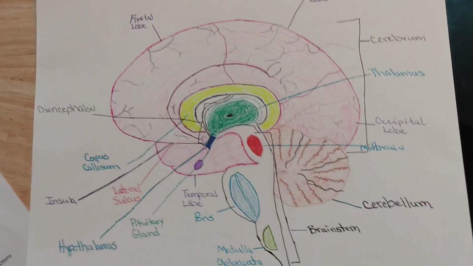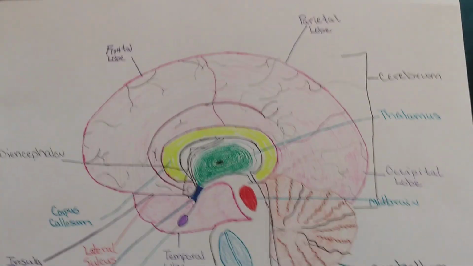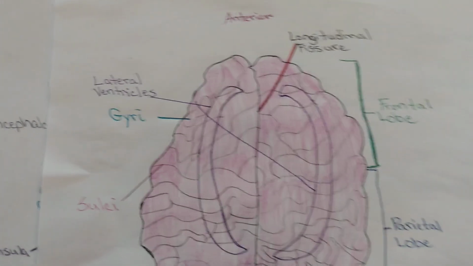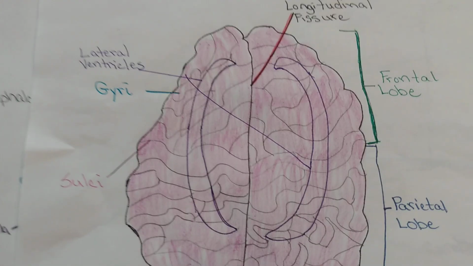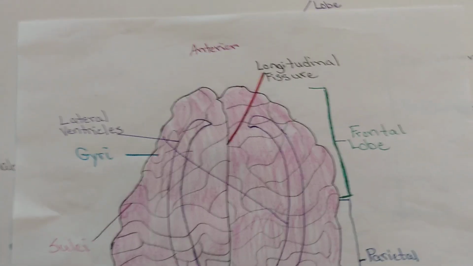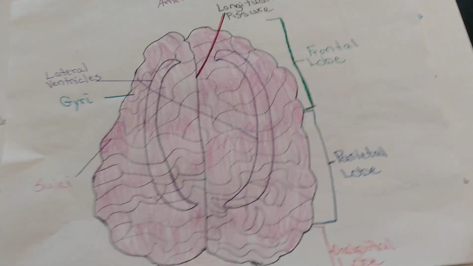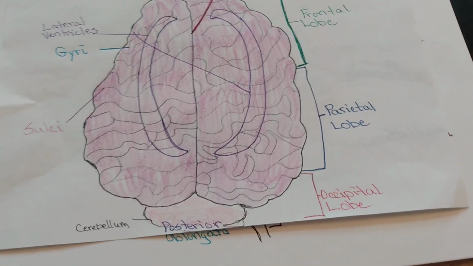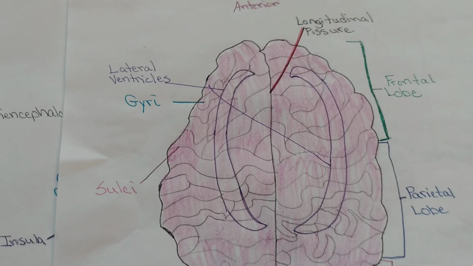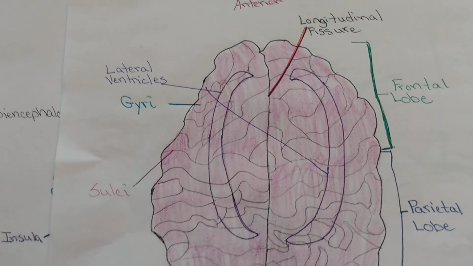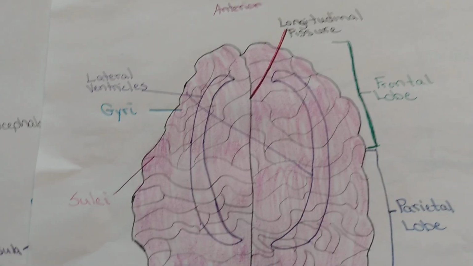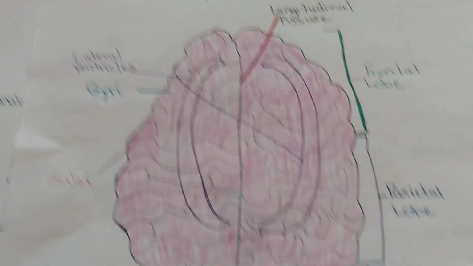So again, here is the main drawing that I provided for the brain, and my additional one showing the lateral ventricles, the longitudinal fissure, the frontal lobe on this one, the parietal lobe, and the occipital lobe. The gyri being the mountains and the sulci being the valleys.